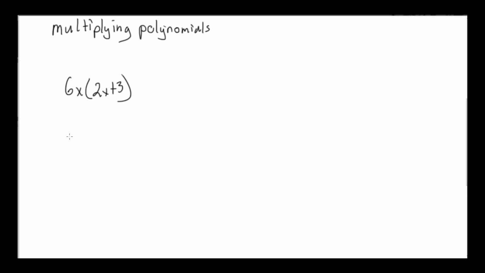Well, we're going to distribute in 6x times 2x. That's the first one. And we're going to do it again. Now we're going to bring the sign for this one, and we're going to have plus 6x times 3. So now let's go ahead and multiply it out, and we're going to have 12x squared plus 18x. It's pretty easy too.